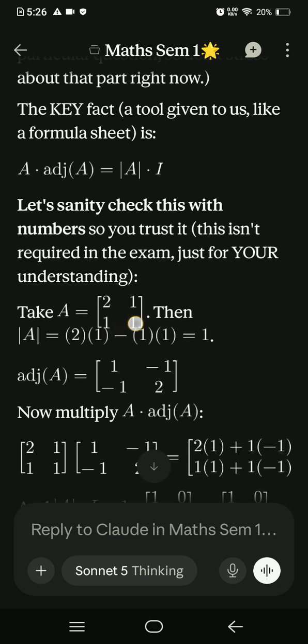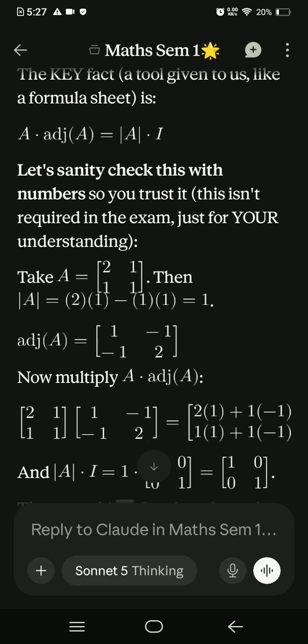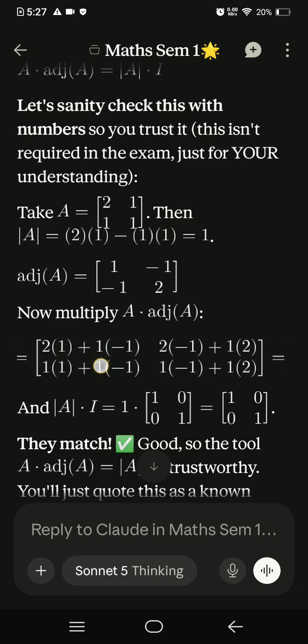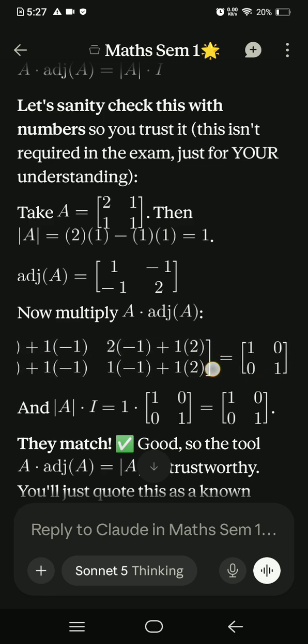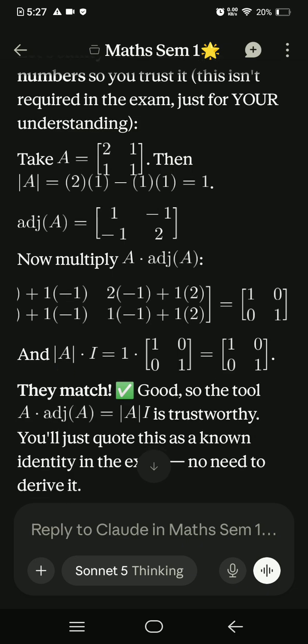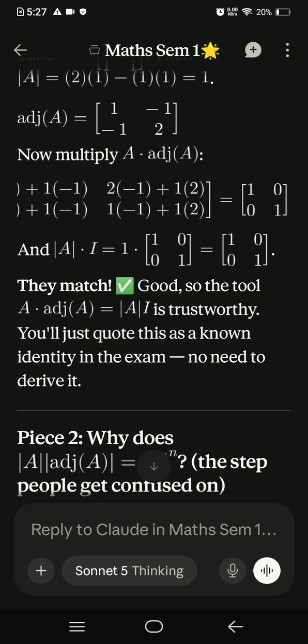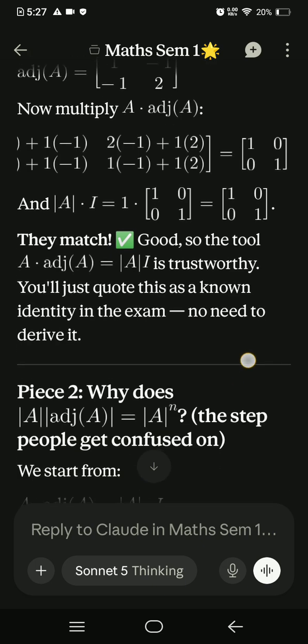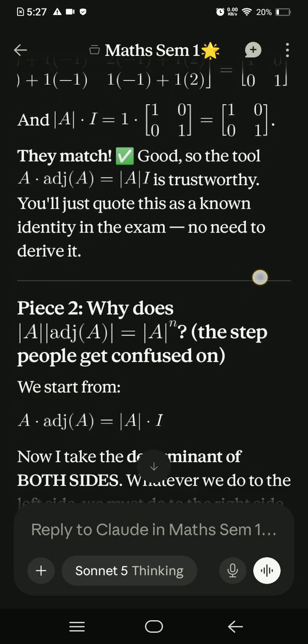So for example, we have this matrix, then we find the determinant to be 1, and we find the adjoint. Now multiply our matrix with the adjoint. What do we get? We get an identity matrix, and the determinant of A times the identity matrix is also the identity matrix, so they match. So this equation works. This is trustworthy. You'll just quote this as a known identity in the exam, no need to derive it. Okay, so we are still not deriving it.